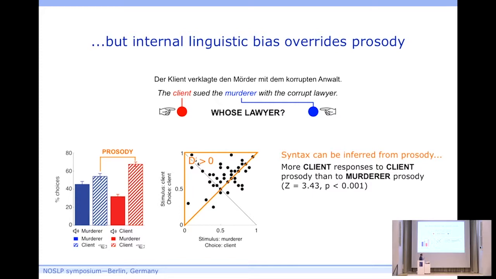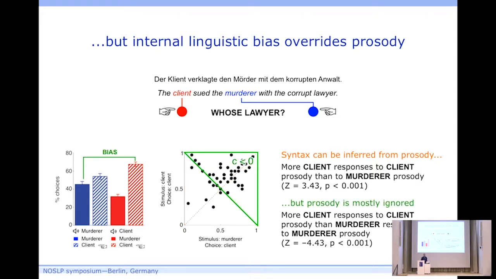So if you code these two choices in signal detection theoretic terms, you basically get a d prime that is significantly above zero, right? So participants can dissociate the two prosodic variants. However, there's also a highly significant detection bias, right? And you can see this from the solid blue bar and the dashed red bar. There are more client responses to client prosody sentences than there are murderer responses to murderer prosody sentences, right? And so your bias, behaviorally at least, appears to override what's indicated in the speech stream. Yeah? So you kind of ignore that physical marking of the syntactic structure, right?